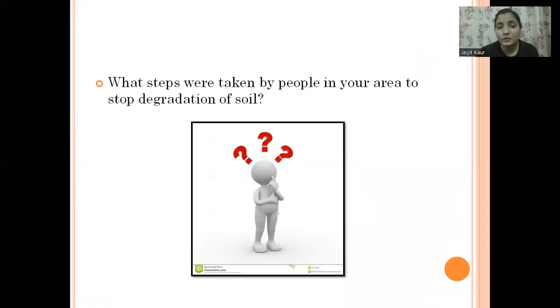So now you have to tell me the steps which were taken by people who are living in your area to stop degradation of the soil. Like if I talk about my region, in my region people are growing more and more trees, and also the farmers use organic matter, which will increase the productivity of the soil, instead of chemical fertilizers. So now you have to tell me in the comment section what steps were taken by the people living in your area, and how they are contributing in stopping this degradation of soil.